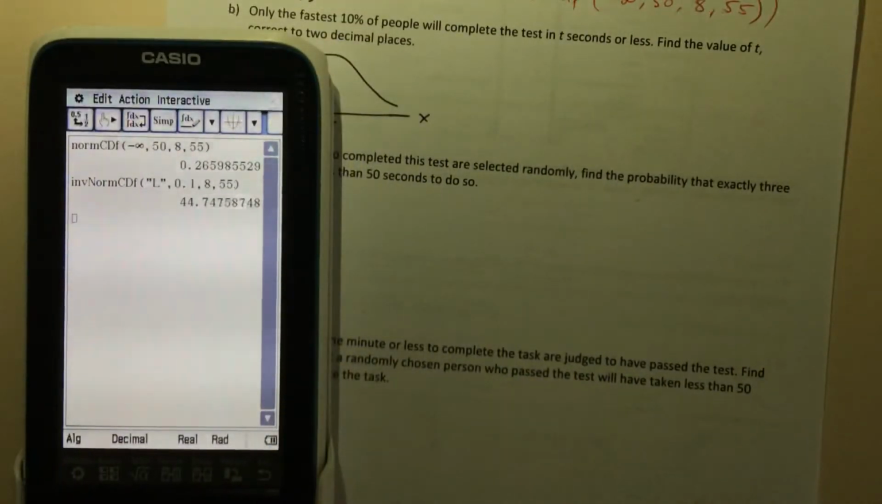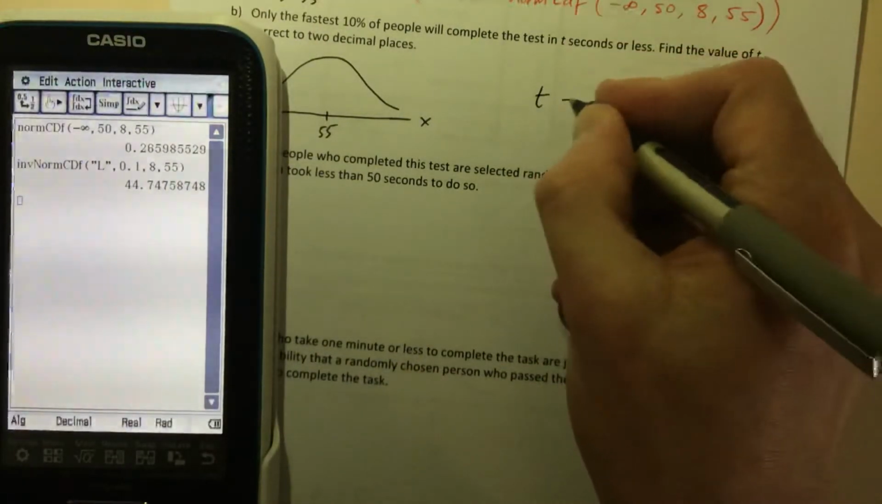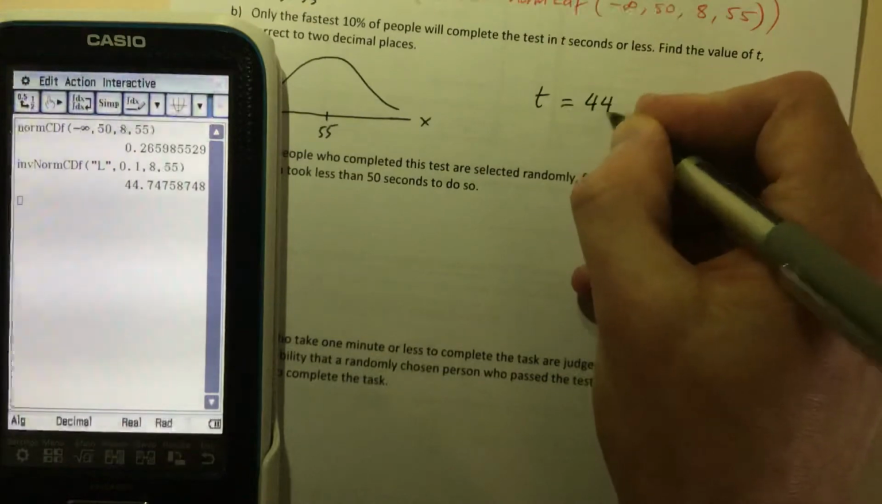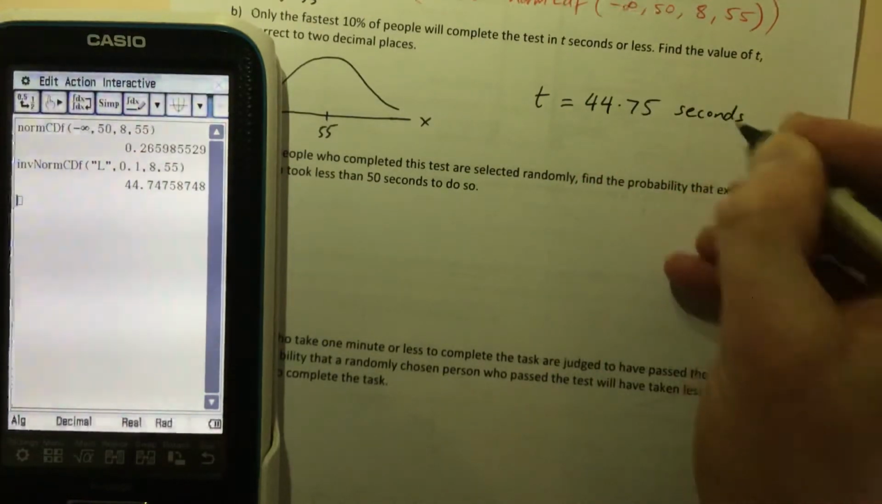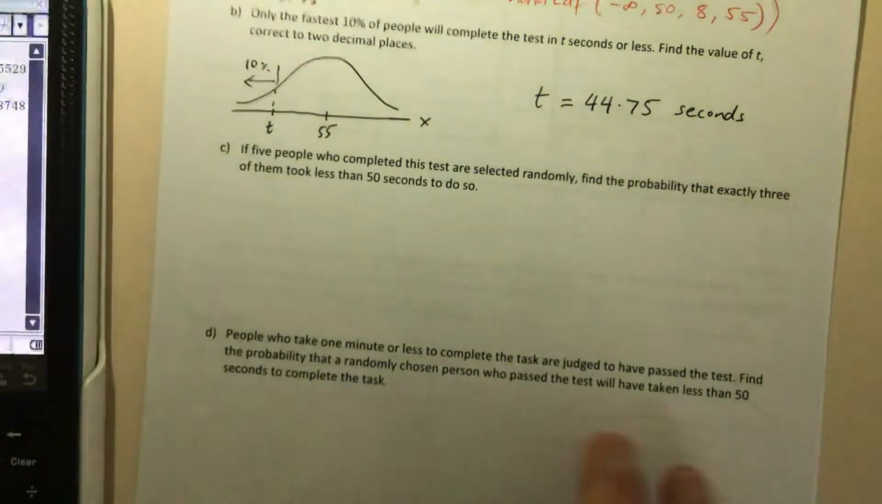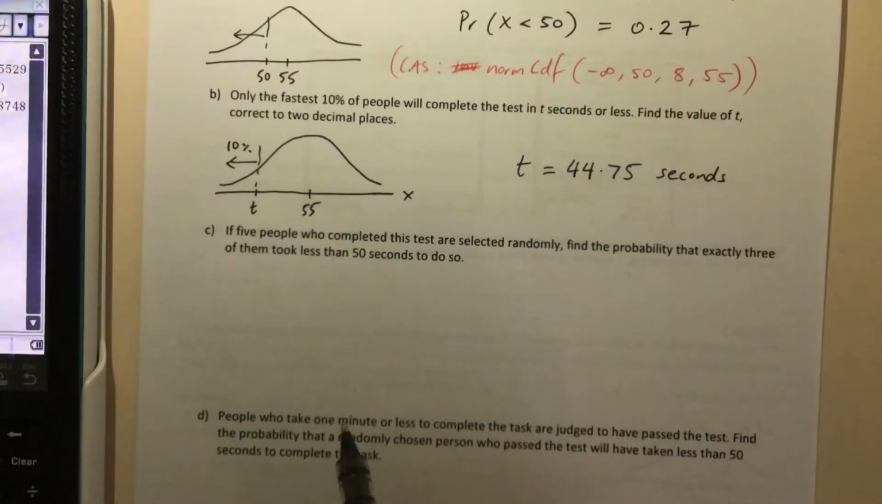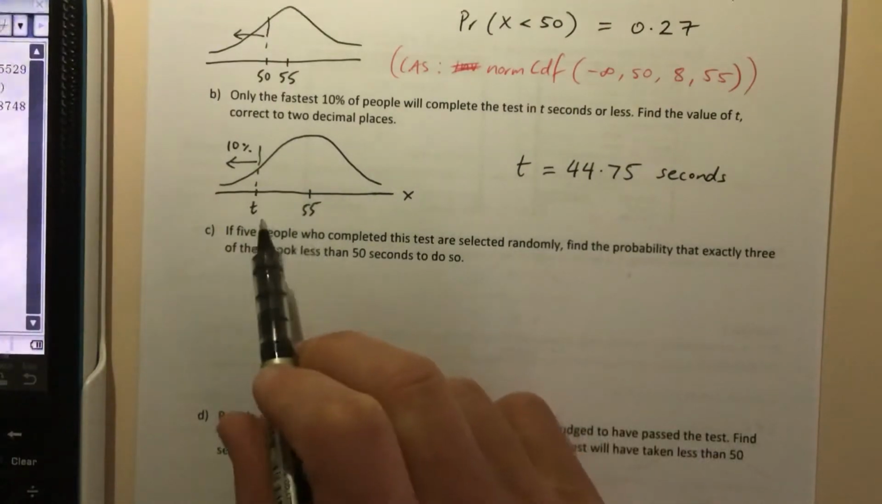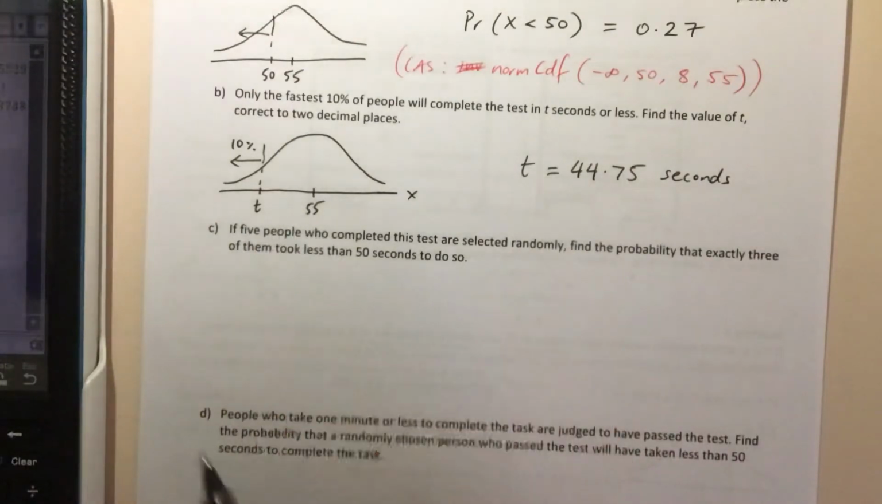So t equals 44.75 seconds. Right, and in the context of the bell curve sketch, that certainly seems to be a realistic looking answer. Okay, because we were expecting a value below the mean, and given that it's only 10%, we were expecting it to be a reasonable distance below the mean as well.